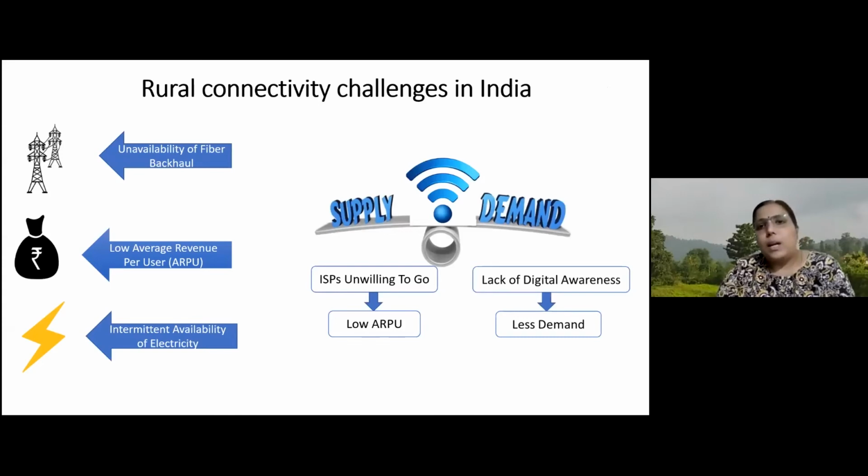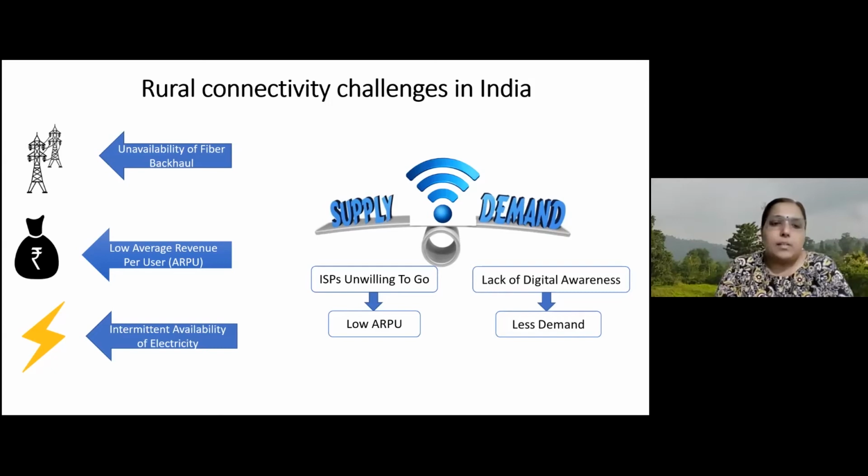Now, rural connectivity challenges in India. As you all must be knowing, rural India does face a lot of challenges for connectivity. One of the important things is unavailability of fiber backhaul. Though the government of India is actually working quite a lot on enabling fiber connectivity with the BharatNet optical fiber network, that will reach 250,000 gram panchayats in India, but it is a distant dream still.